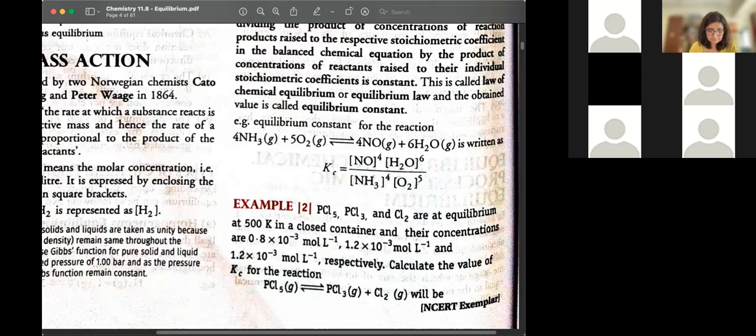What are the units for KC? That will depend on the expression. So figure it out.